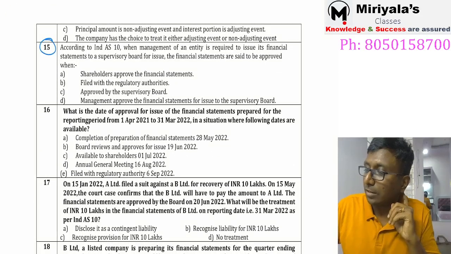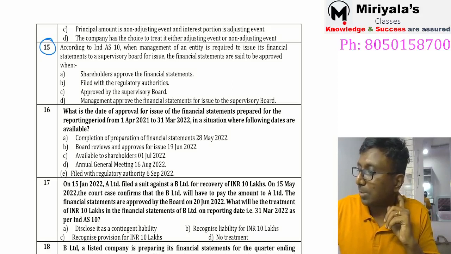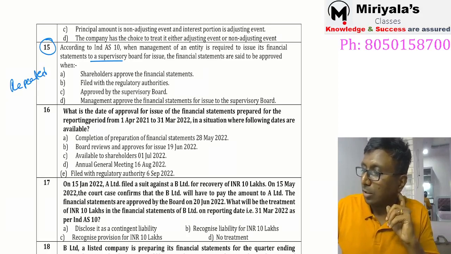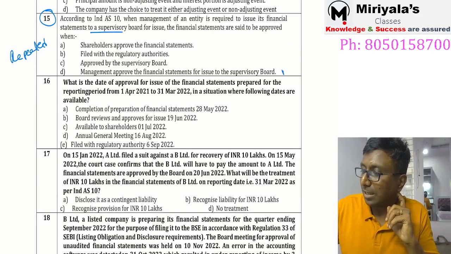Right. So 15th. According to Ind AS 10, when management of the entity is required to issue the financial statements to a supervisory board for issue, this is also repeated. I'm sorry, guys. I will be deleting all these things when I give it to you. Right. So which is approved by, correct. This is same as option D.